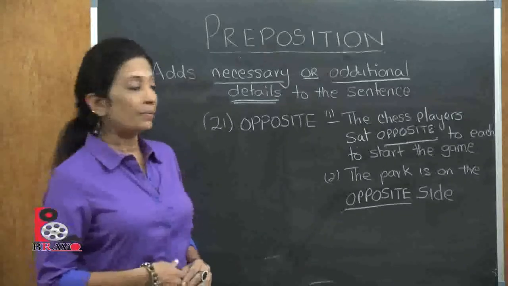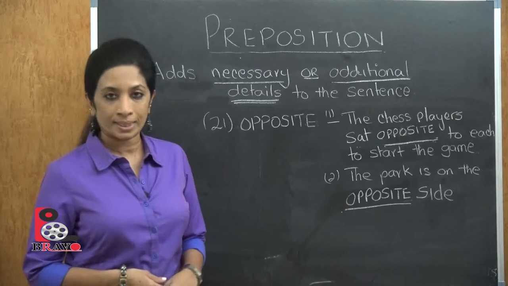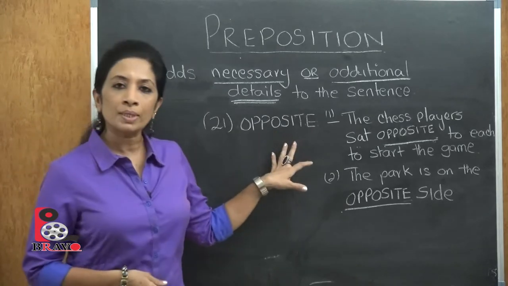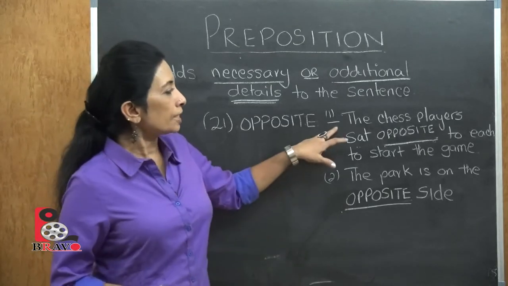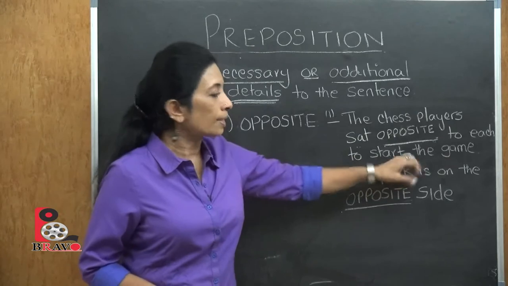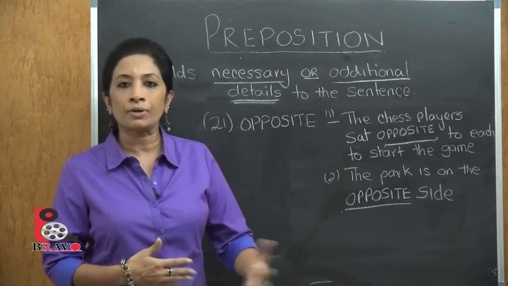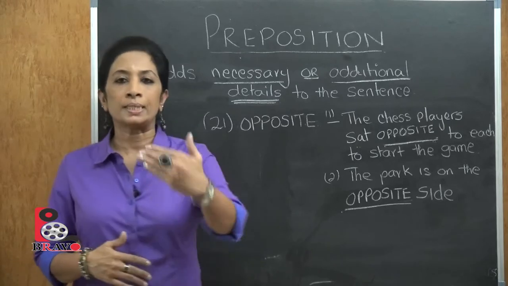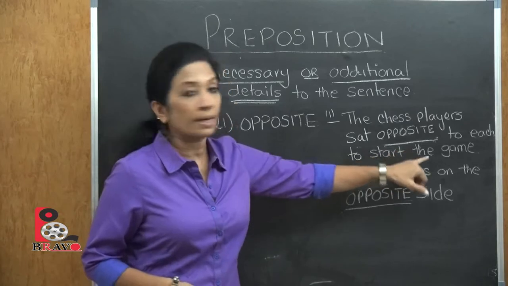Okay, we are doing pretty good. We are coming down the line. Now we are on the 21st word. It's called opposite. Now this is one of the very common words. A couple of examples I've done here: the chess players sat opposite to each other to start the game. It means there are two people sitting in front of each other. So you just say that person is sitting opposite.